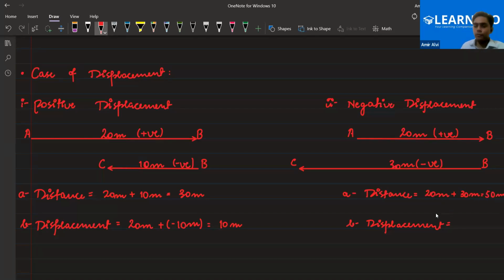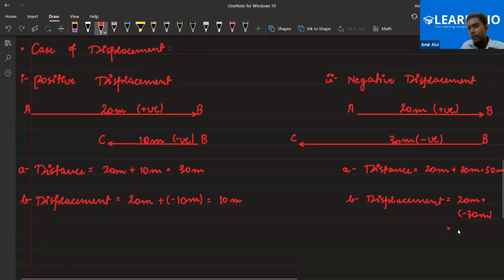Okay. Now let's talk about the displacement. As I've told you, I've taken the right direction as positive. So that is coming out to be plus 20. And B to C, in the opposite direction, is coming out to be negative 30. So it equals 20 minus 30, that is negative 10 meter. So as you can see, the displacement can be negative as well.